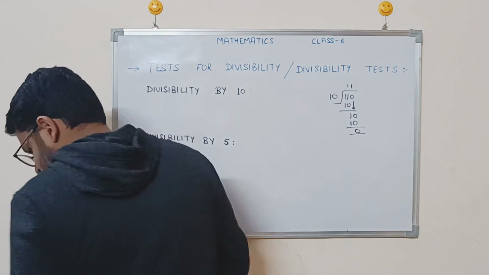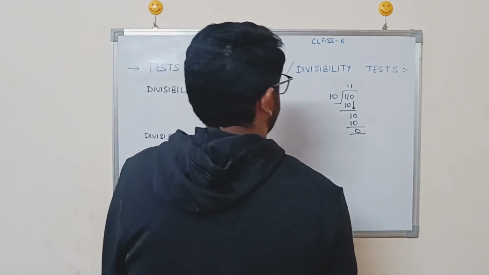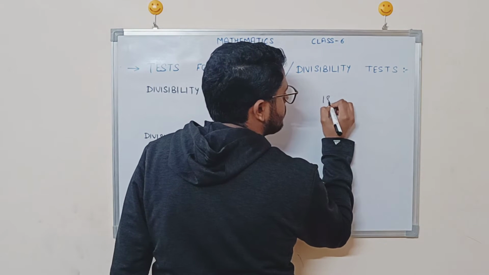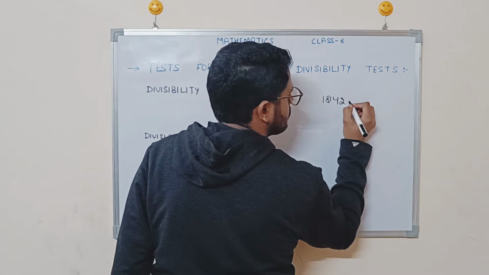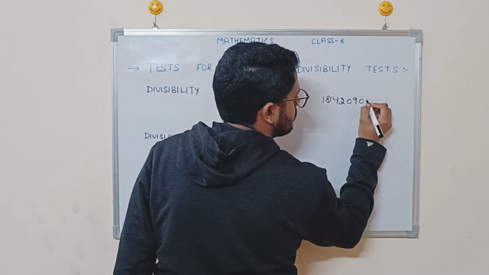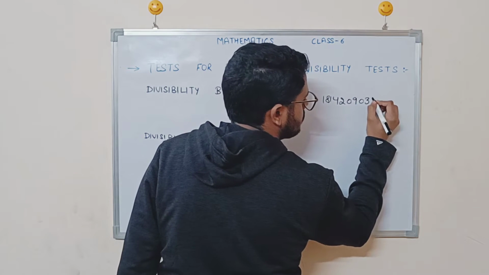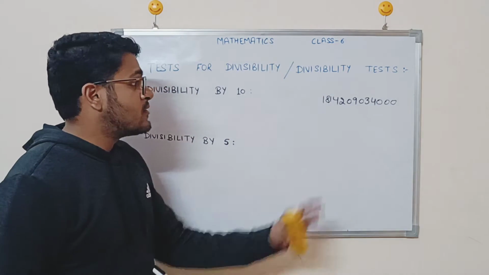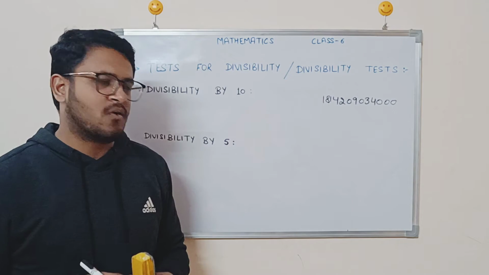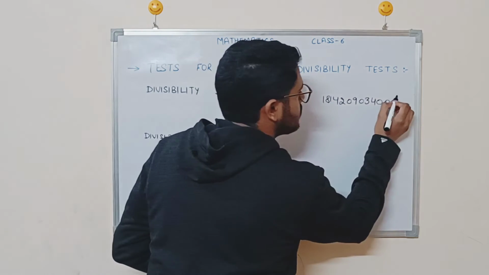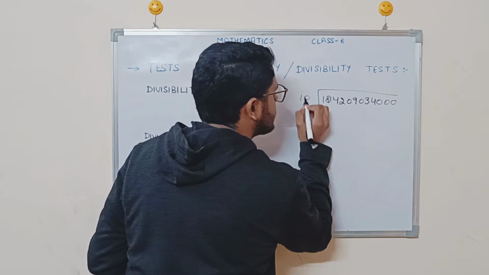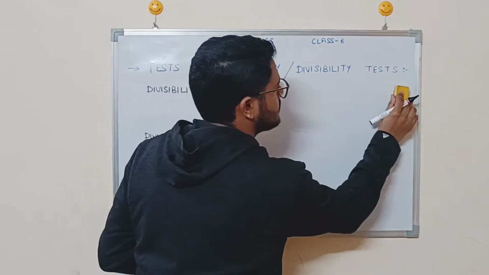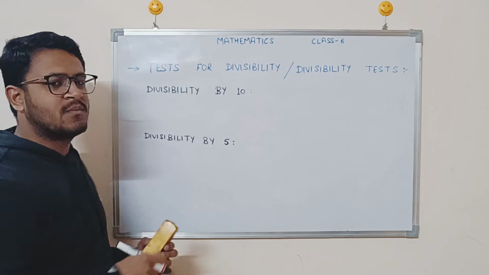Okay, but let's say I have this number and I want to know whether this number is divisible by 10 or not. So what I am going to do, am I again going to divide this by 10, right? No, not this time. Now let's use the divisibility test.